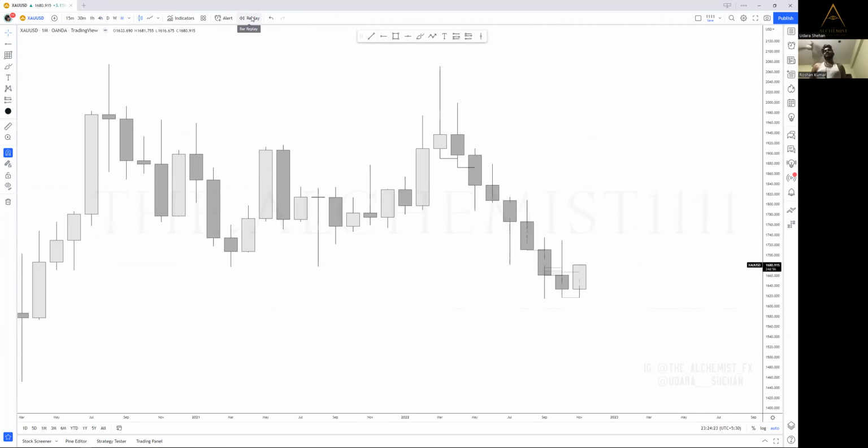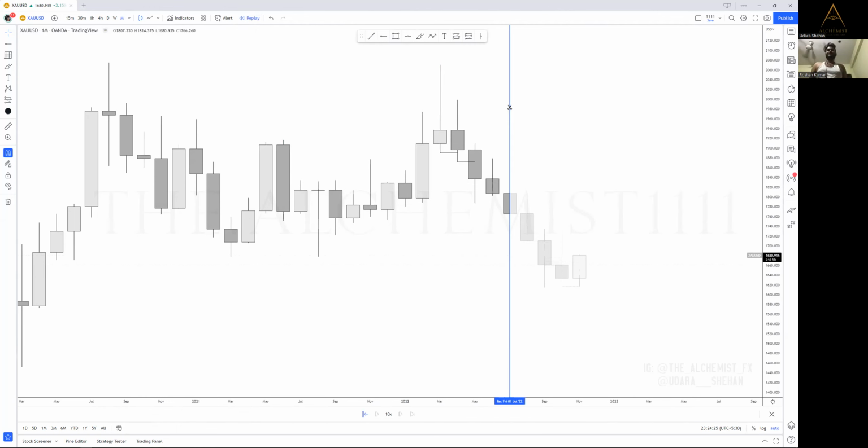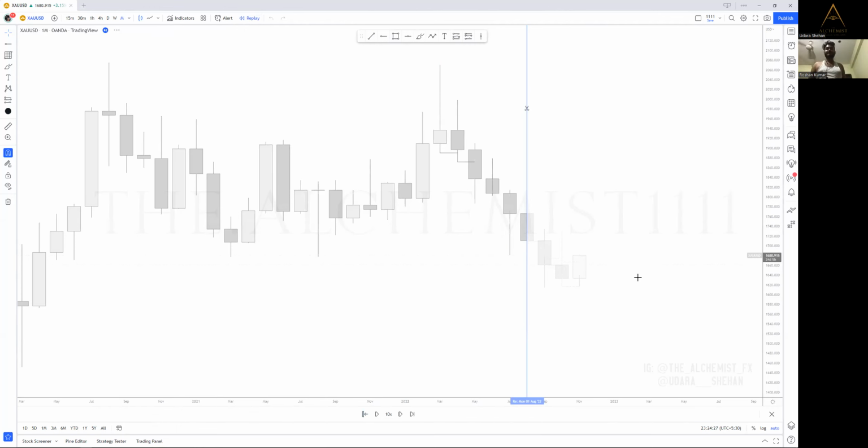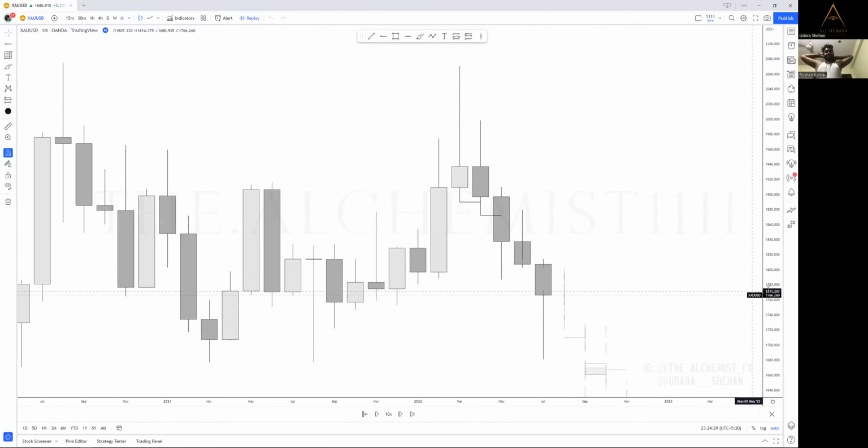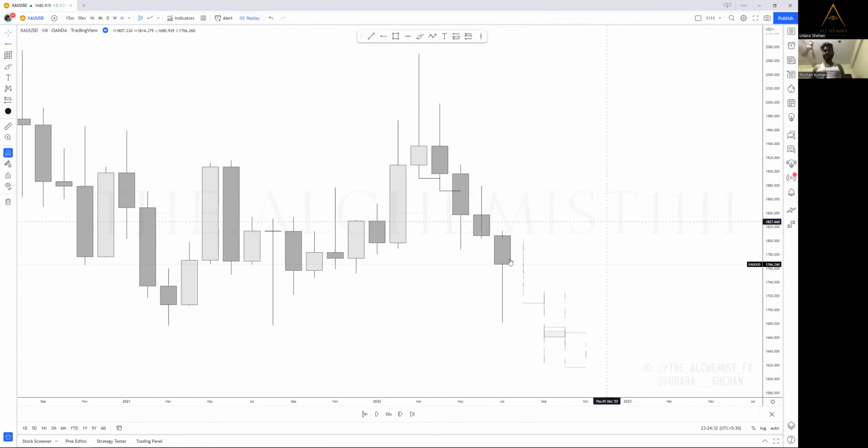So you're swinging, you're doing intraday trades, you're doing all of it. That's why I'm teaching you this, so you can do anything with it. Look at this. This is one of the cleanest entries I had. Where will the next monthly candle open? In here, right?